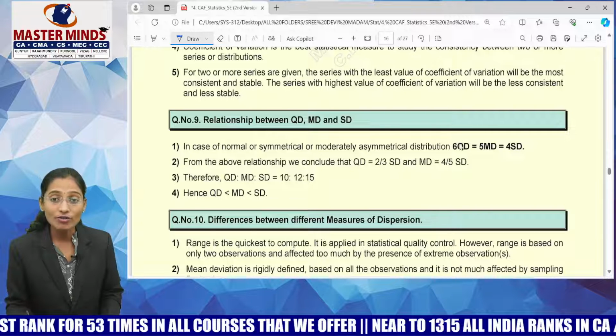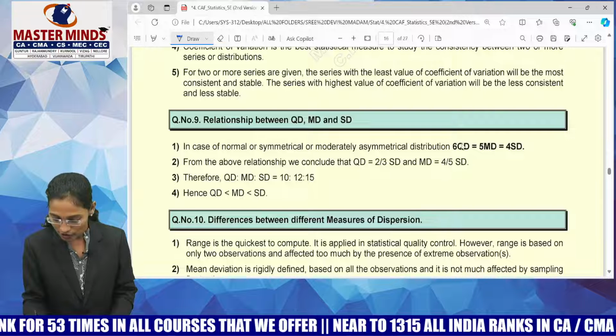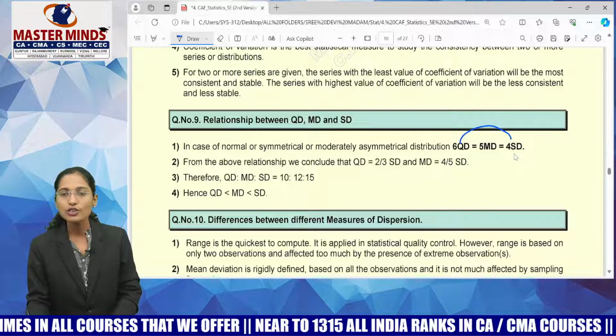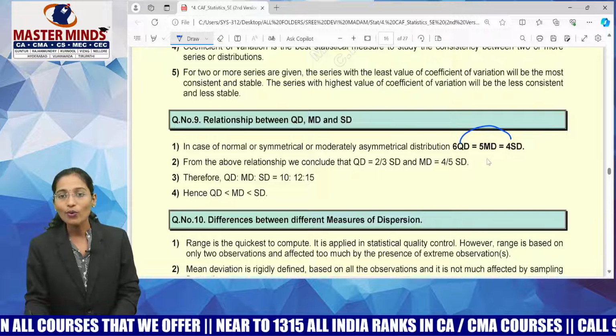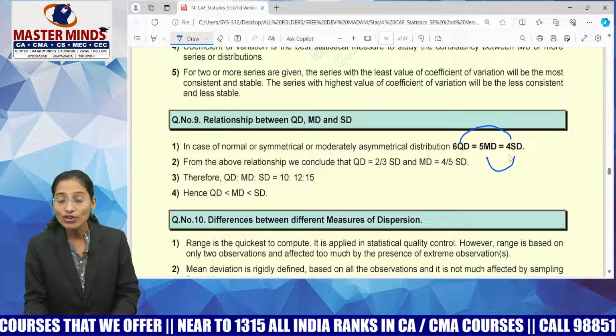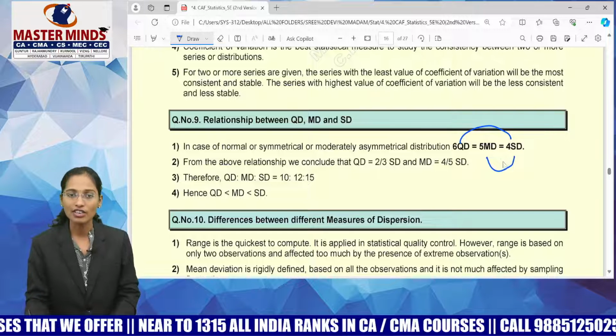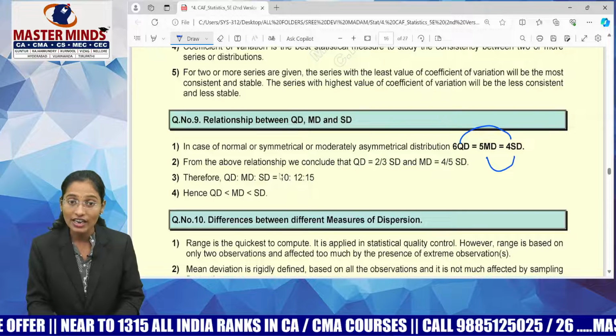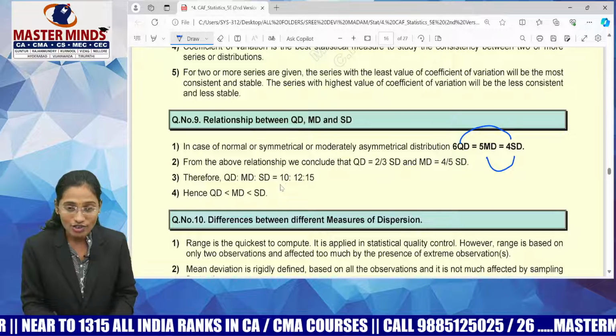equals 5MD equals 6QD. What is QD, guys? QD equals 4 by 6 into SD, which means 2 by 3 into SD. What is MD? MD equals 4 by 5 into standard deviation. Therefore, what is the ratio between quartile deviation, mean deviation, and standard deviation? 10 is to 12 is to 15.